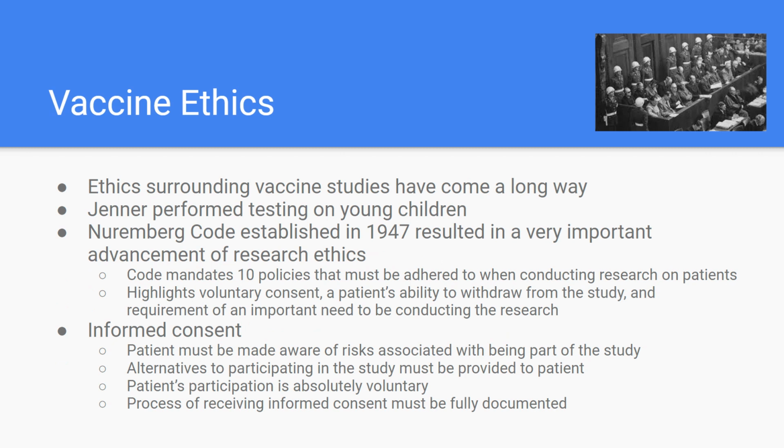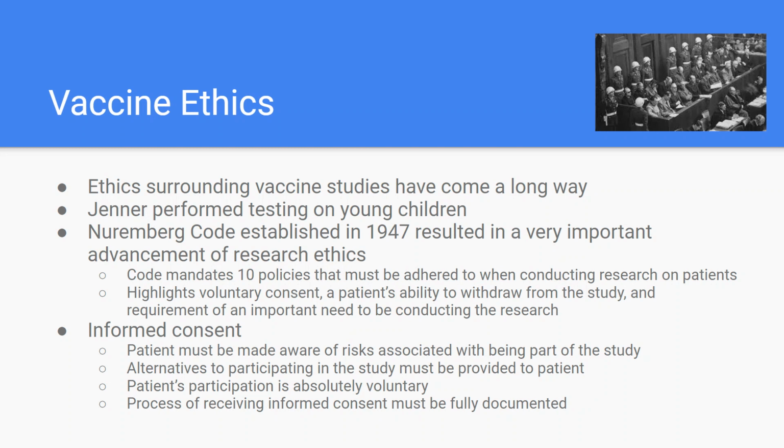The Nuremberg trials resulted in the Nuremberg Code being established in 1947, which provided a very important advancement of research ethics. This mandated 10 policies that must be adhered to when conducting research on patients, some of them including voluntary consent, a patient being able to withdraw from the study, or the requirement that the study be important to helping the human condition. You can't just be performing tests on people without reason.